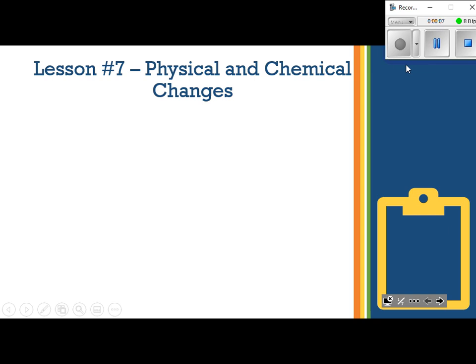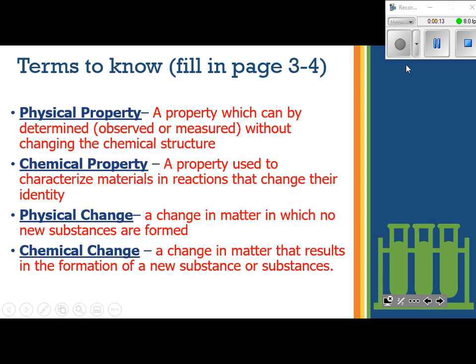So today we're going to talk about physical and chemical properties and physical and chemical changes. So take a second and pause the video if you're not done copying these terms down on page 4 by the time I've talked through them.